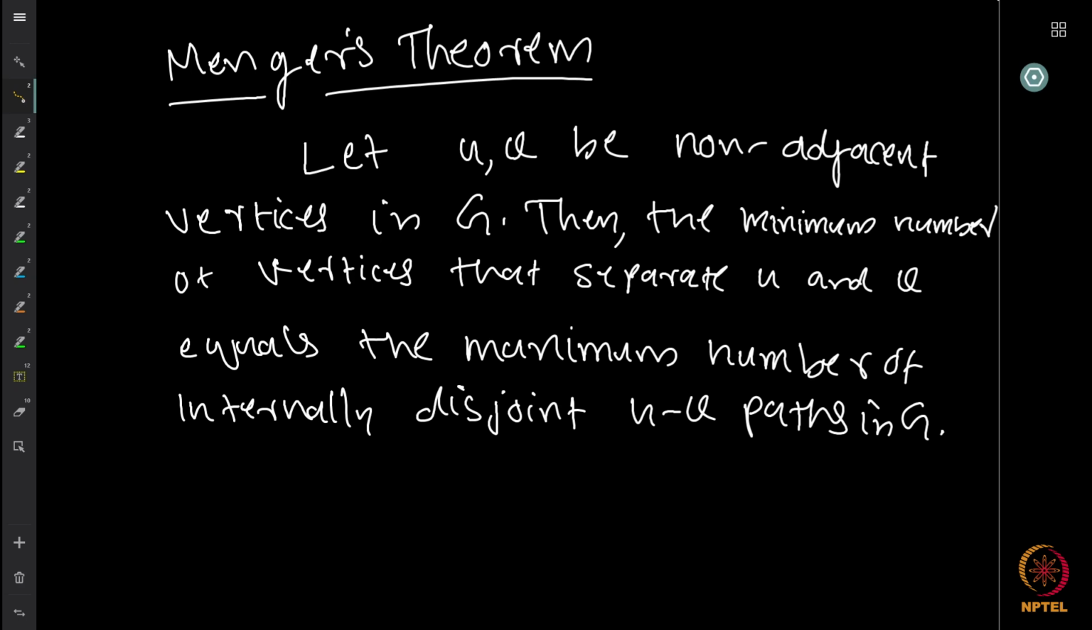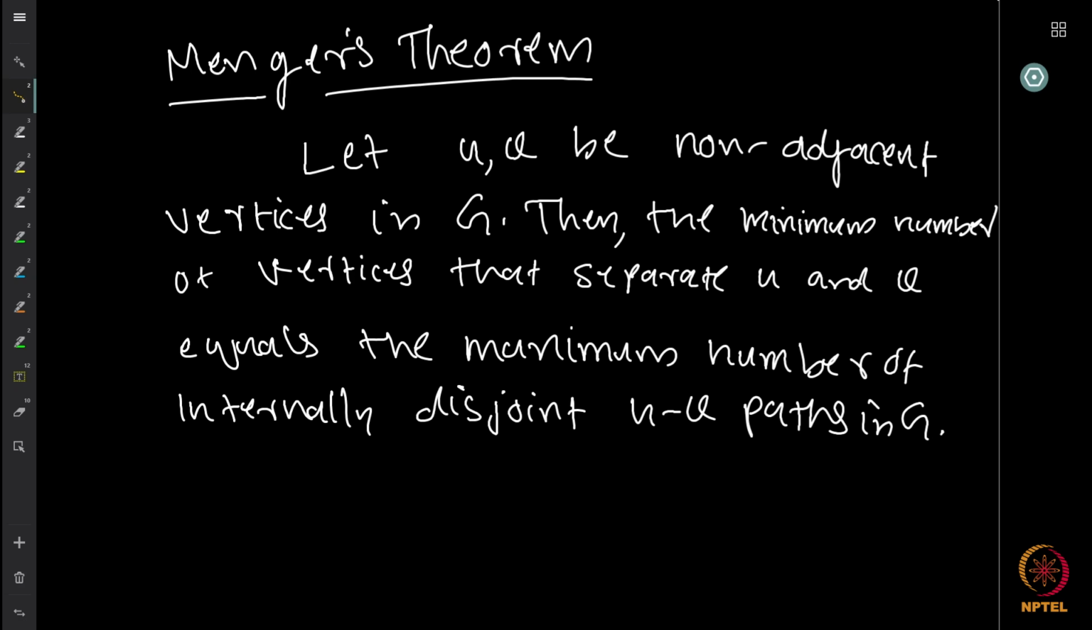And this is a very important theorem. This is called Menger's theorem of connectivity. Okay, so here is the statement of the theorem. Let U and V be non-adjacent vertices in the graph G. Then the minimum number of vertices that separate U and V is equal to the maximum number of internally disjoint UV paths in the graph.